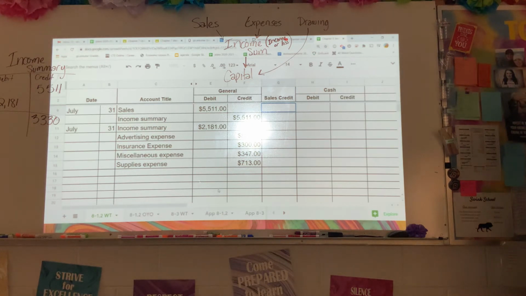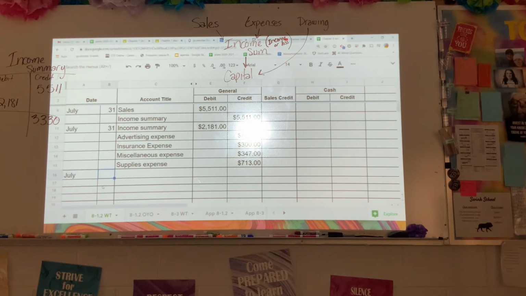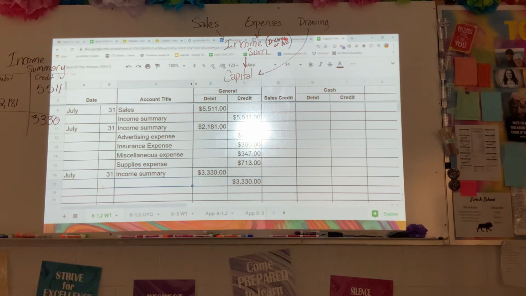So let's look at work together and let's actually complete this. So we have closed out sales, we have closed out expenses. What's the next thing we're going to close out? Income summary. In this case, are we going to debit or credit? Debit income summary. Yes, debit income summary. For how much? We did it over there. 3,330. And what is my credit account? Capital.